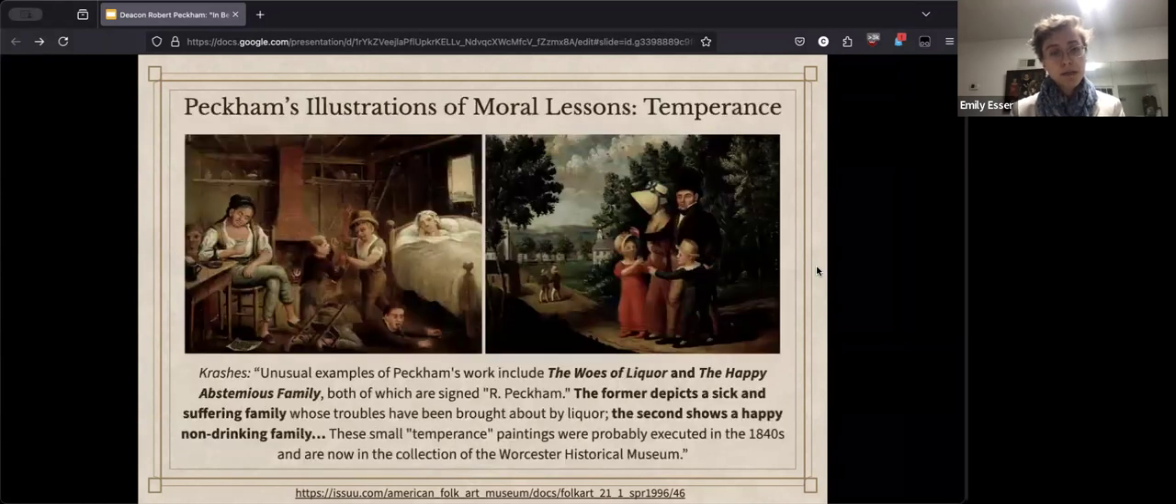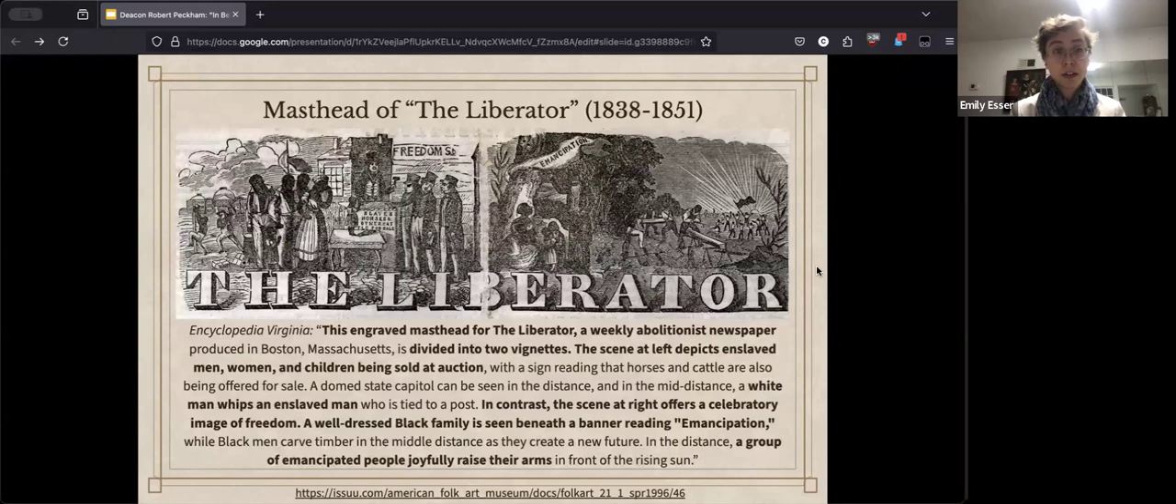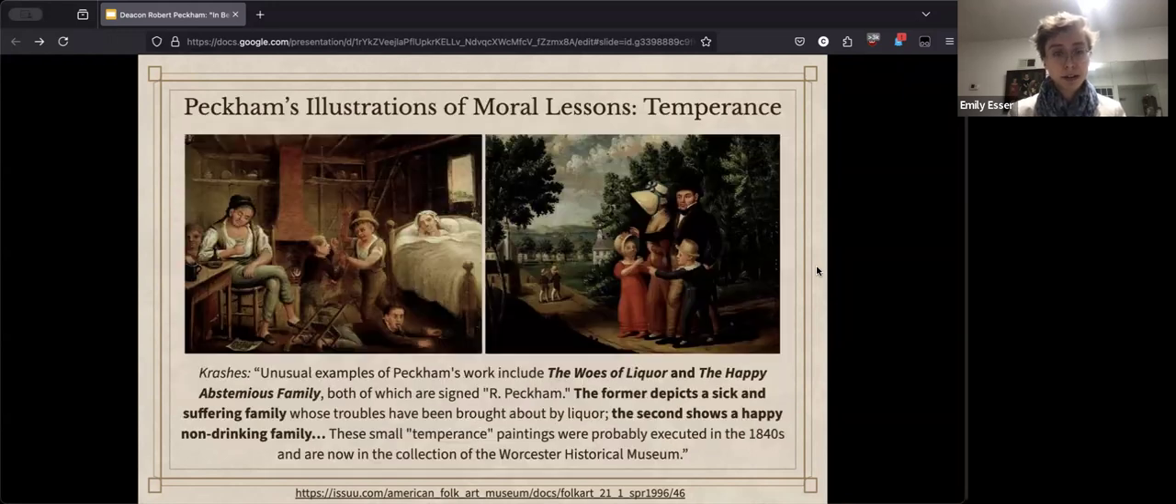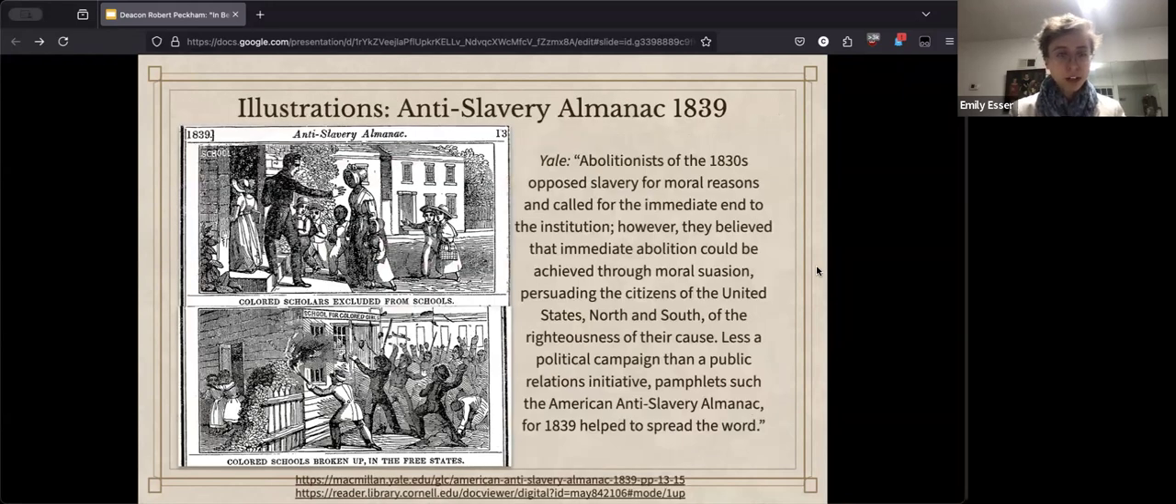It reminded me a little bit of Peckham's illustrations to do with temperance, which are very similar: the suffering from alcoholism and the happiness of abstaining from alcohol and going out with your family on a nice day. So I thought it was interesting to have that little comparative format. We don't know who illustrated for Garrison. I would love to know someday. It's really interesting stuff.